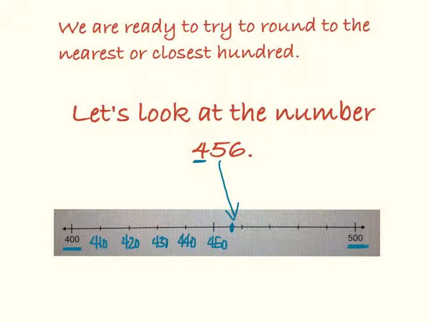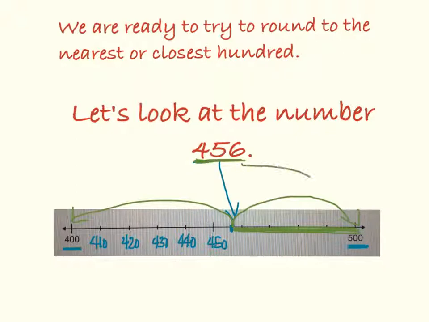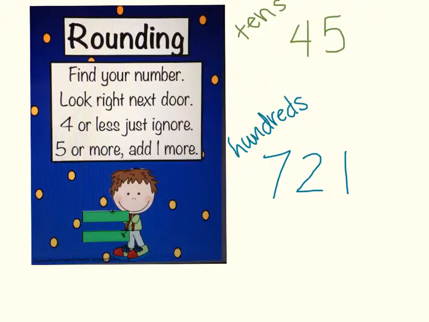So let's look. What do you think? Do you think 456 is closer to 400 or do you think it's closer to 500? I'm looking and I'm thinking this is the closest. So the value that I'm going to round to, I'm going to round up to 500 because 456 is closer to 500 than to 400.